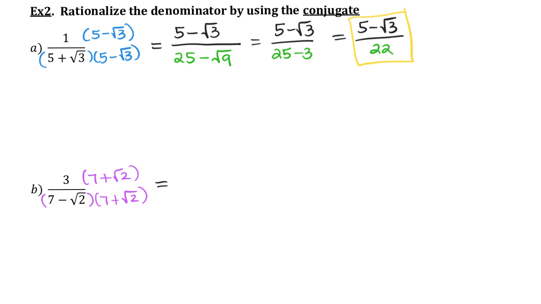Okay, now on the top, let's distribute. 3 times 7 is 21, plus 3 times root 2, 3 root 2. Okay, now on the bottom, I know it's going to come out nicely eventually. So 7 times 7 is 49. The 7 root 2 and the minus 7 root 2 are going to cancel because these are conjugates. If I do minus root 2 times positive root 2, I get minus root 4.